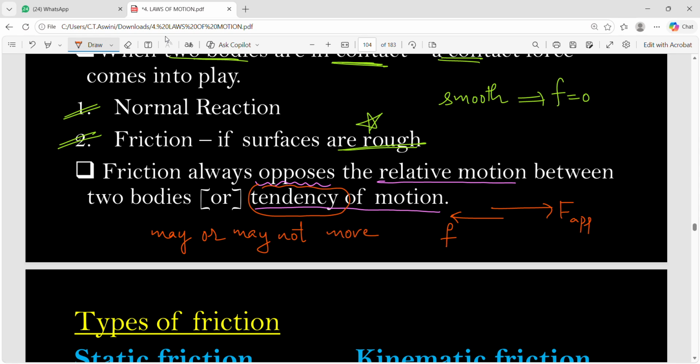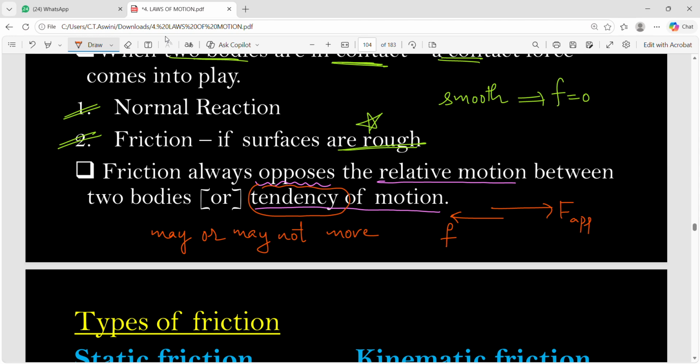See, in some cases, you just imagine you are pushing a block on the floor. That means you are applying the external force, but the block is not moving. Consider that scenario. You are applying the force, you are pushing the block, but the block has not yet moved. Does it mean that frictional force is absent? No. There we have frictional force, there we have static friction, and that is equal to the value of external force itself. So the body may or may not move, but still we have frictional force.